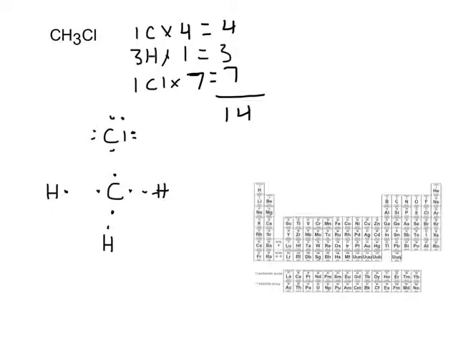So if carbon is trying to get to 8 valence electrons, it has 4. That means it needs to make 4 bonds. Each hydrogen is trying to get to 2, and it currently has 1, so it needs to make 1 bond. And the chlorine is trying to get to 8, and it has 7, so it needs to make 1 bond also. So what we can see here is the carbon is going to go in the middle because it needs to make the most number of bonds.